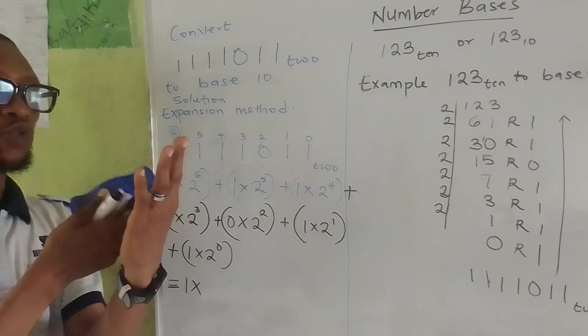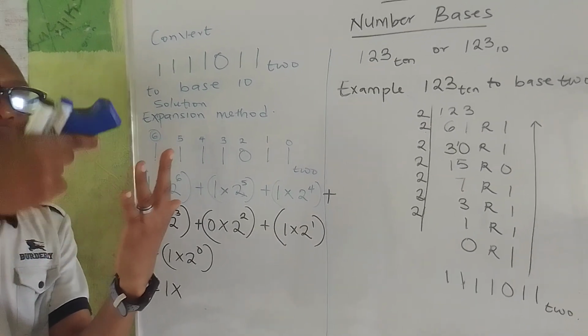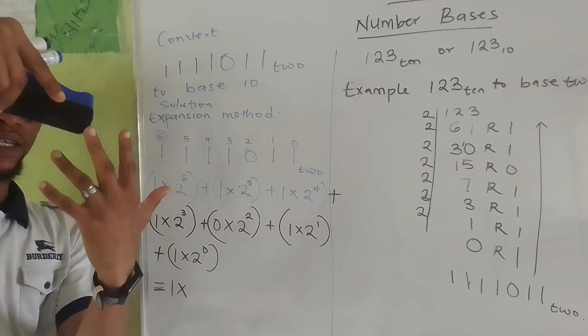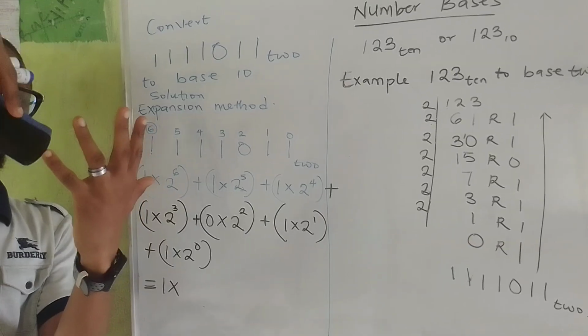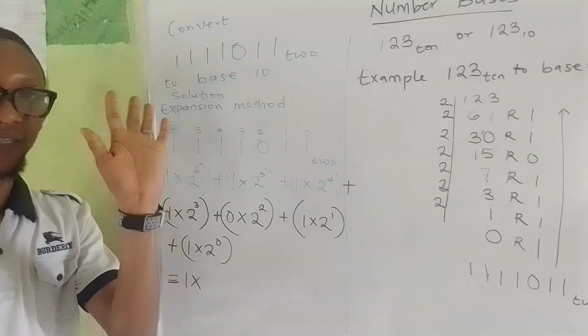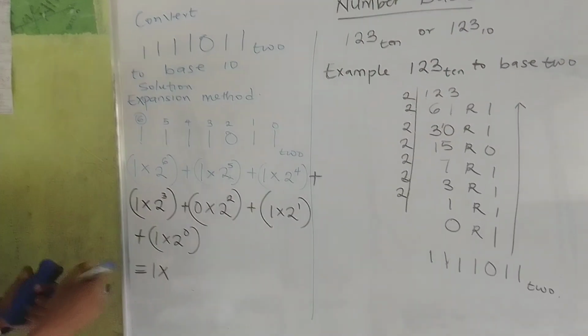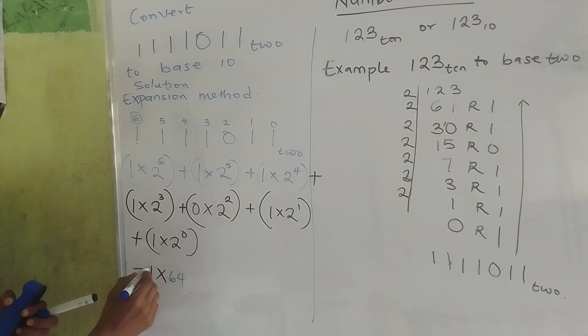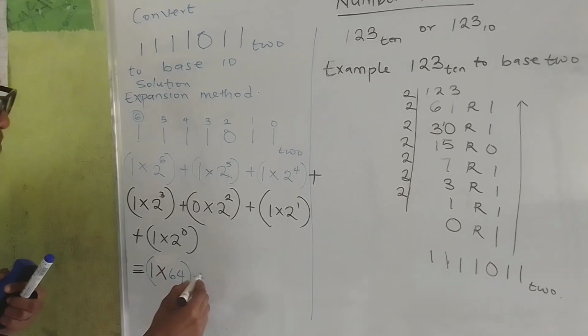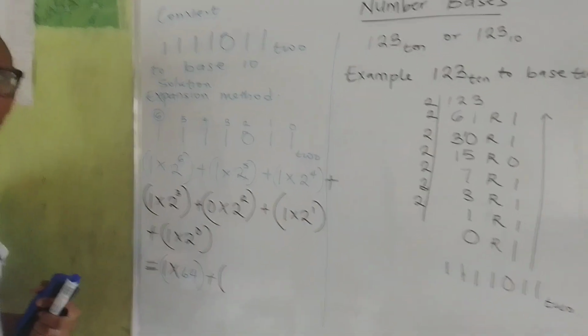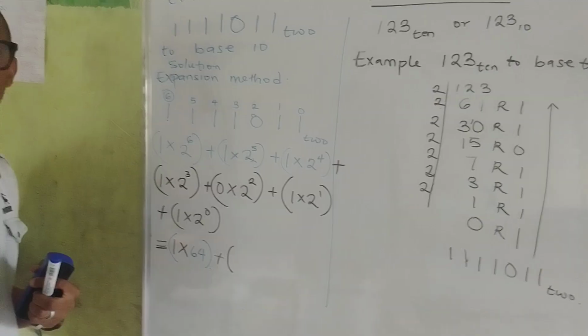I have 2 times 2 is 4. 4 times 2 is 8. 8 times 2 is 16. 16 times 2 is 32. And 32 times 2, that is 6 times, is 64. So I have 1 times 64. I can just put it in my bracket so you don't make mistake. But I believe if you continue with time, you will be very, very fast with this.